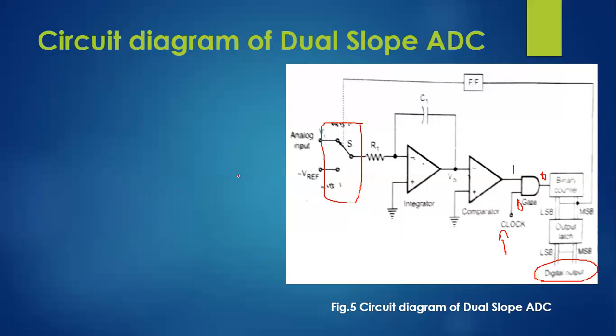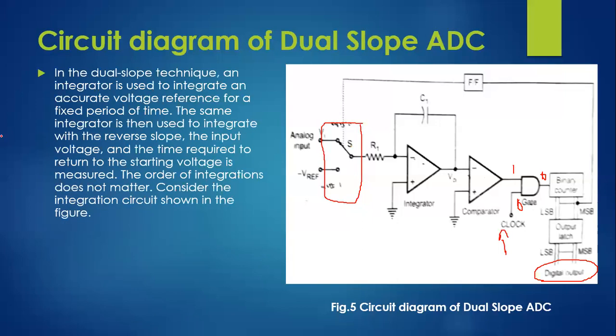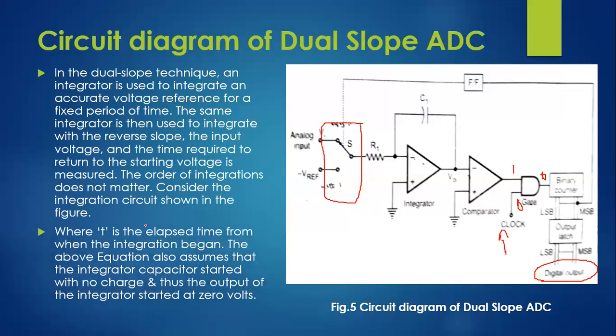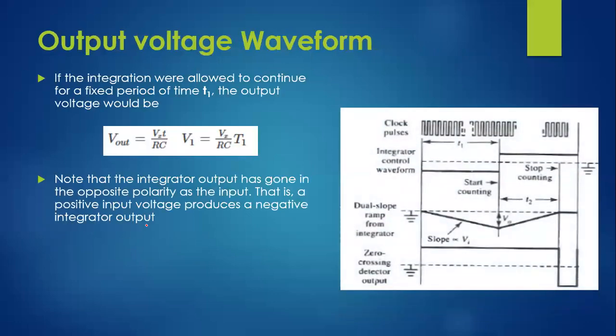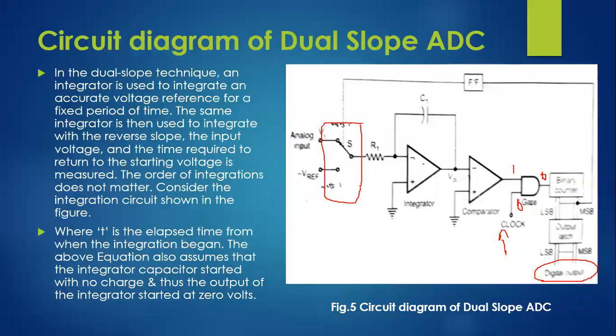First, we will see the operation of the circuit. We will go back to the circuit once again. Initially, the switch will be connected to the input voltage. Whenever it is connected to the input voltage, the analog voltage will be applied to the integrator.